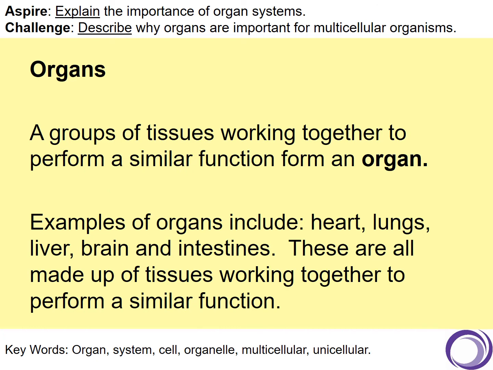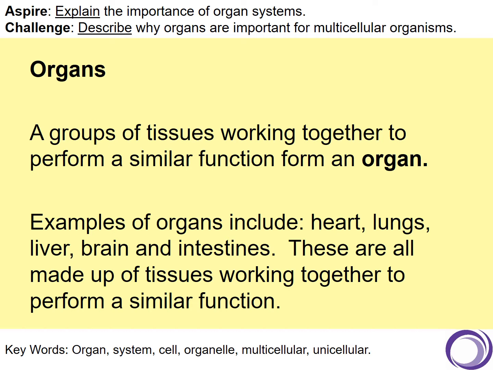An organ is a group of tissues, so this isn't too difficult. A cell is the basic thing, a tissue is a group of those cells, and an organ is a group of tissues, so it gets a bit larger now. This is like the year group size that we talked about at the start. A group of tissues which work together to perform a similar function forms an organ.